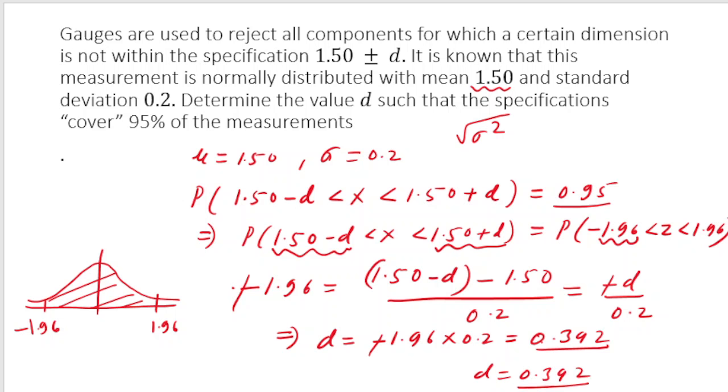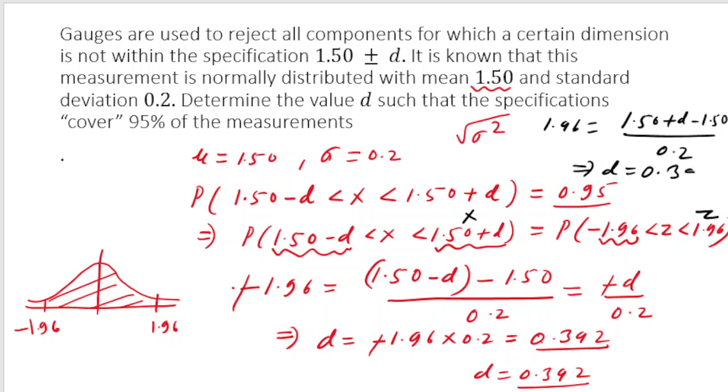You could have also done this. If 1.50 plus d is the value of x, then you could have compared that 1.96 is equal to 1.50 plus d minus 1.50, divided by sigma, that is 0.2. In that case also you will get the value of d, that is 0.392.